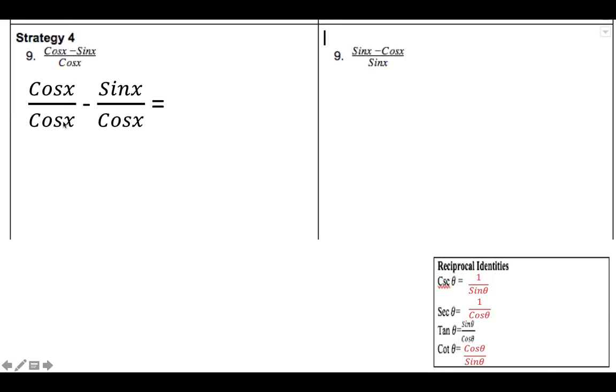Cosine divided by cosine is going to give me 1. Sine over cosine, well, let's go ahead and look back at my notes. Is sine over cosine equal to anything? Yes, it is. It's equal to tangent. This part right here is going to become tangent x, and you are done. This is your answer. We can't simplify this any further. Go ahead and try this one on your own.